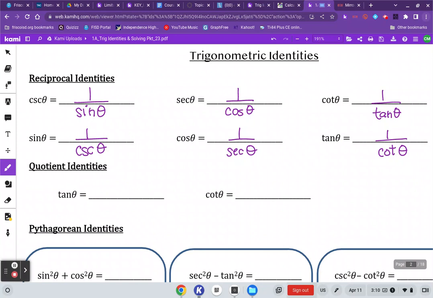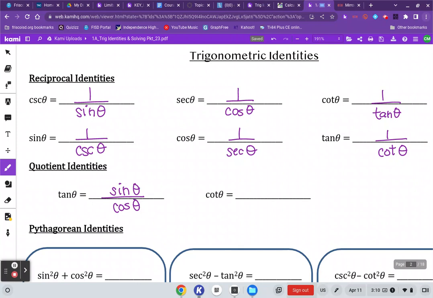Again, we have a couple more quotient identities because tangent and cotangent have multiple ways that we can write them. And we did this a lot when we were using the unit circle and we needed to calculate the tangent of each angle. We would do sine over cosine. So tangent can also be written as sine divided by cosine.